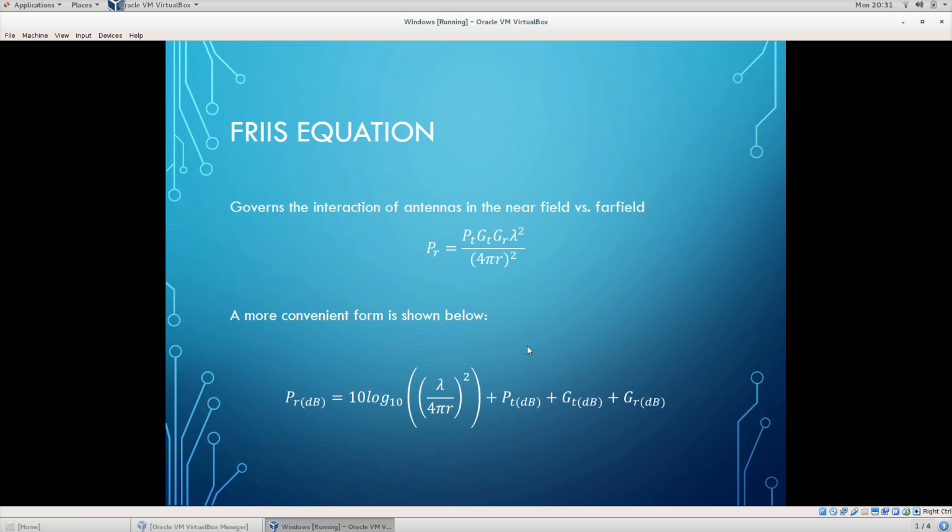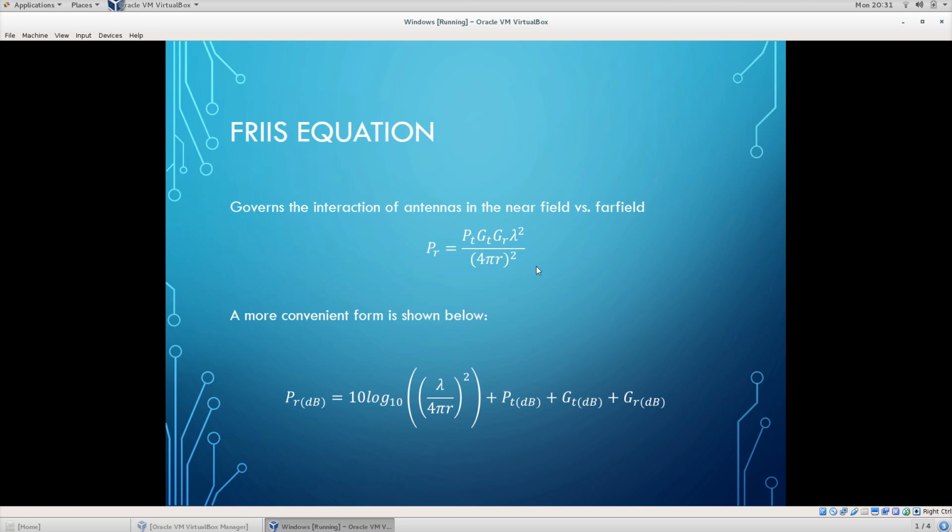So the Friis equation governs the interaction of antennas in the near field versus far field. The idea is that you want to look at how much power you would have received at some distance from an antenna. There are a number of different terms in here. This is power received. This is power transmitted. This is the gain of the transmitting antenna, and the gain of the receiving antenna. This is your wavelength. 4 pi r is the distance between your transmitter and your receiver.